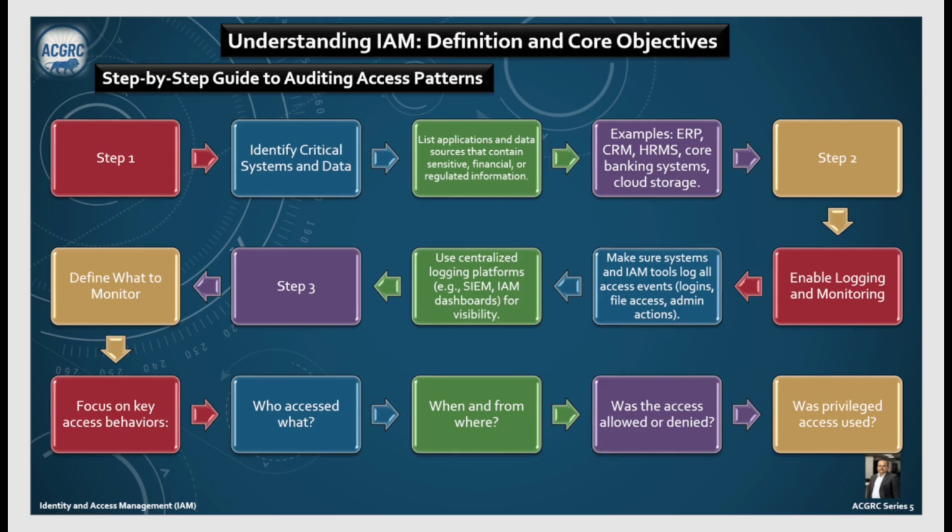Because once you define it, this is where it will come into action, into what rules you need to enable to trigger an alert. Focus on key access behavior. Who accessed what, when and from where, and was the access allowed or denied? The easy win is that a denied access should raise a flag to figure out who did it and why that access was requested in the first place. What was the intent behind it?